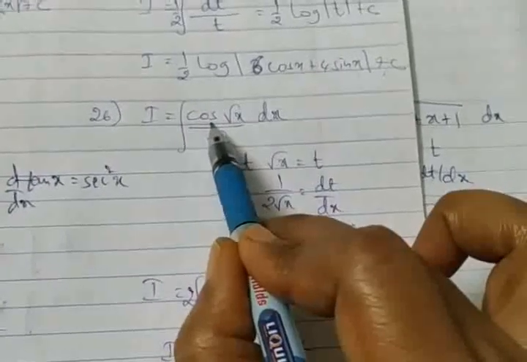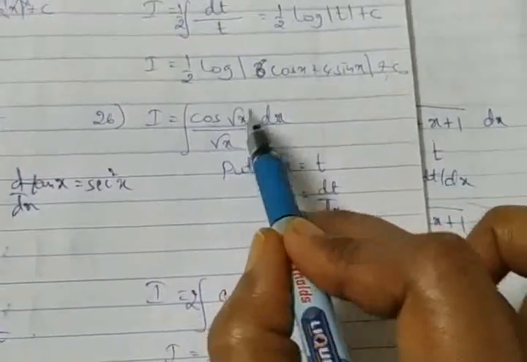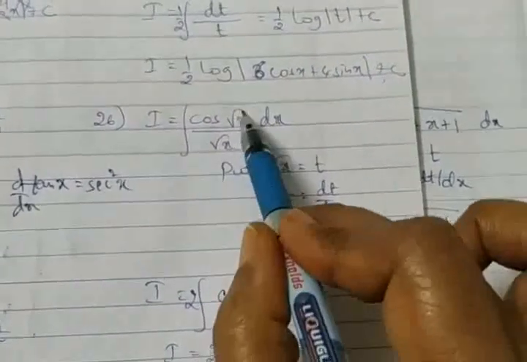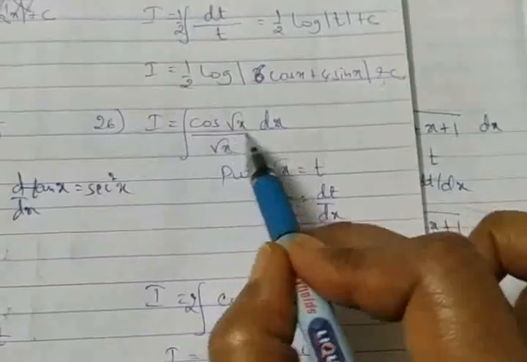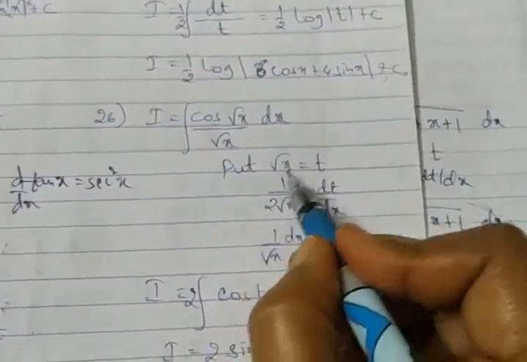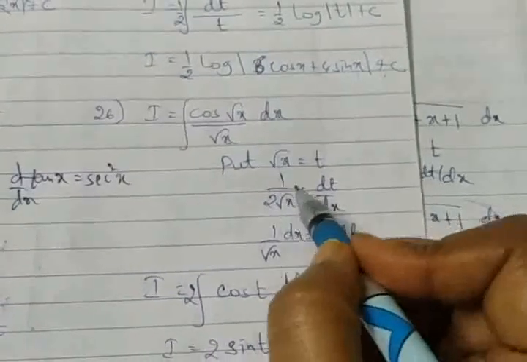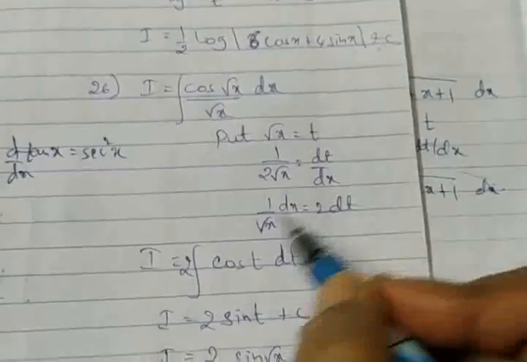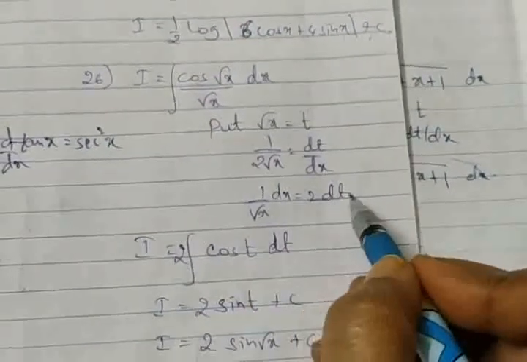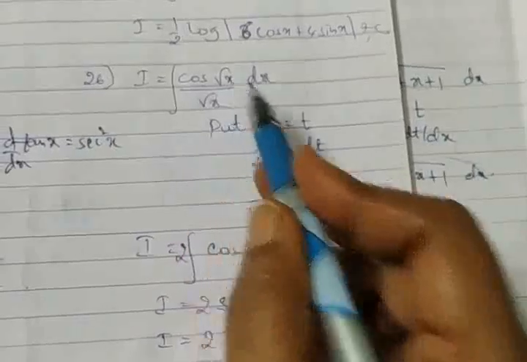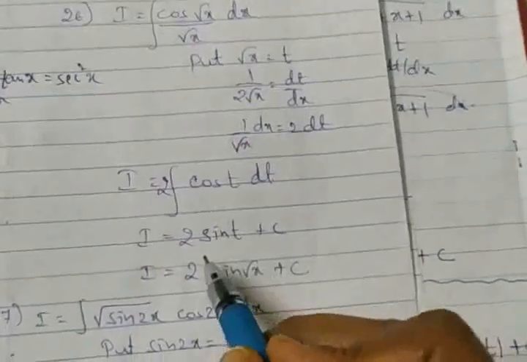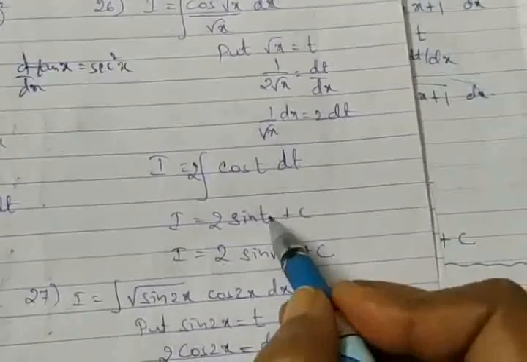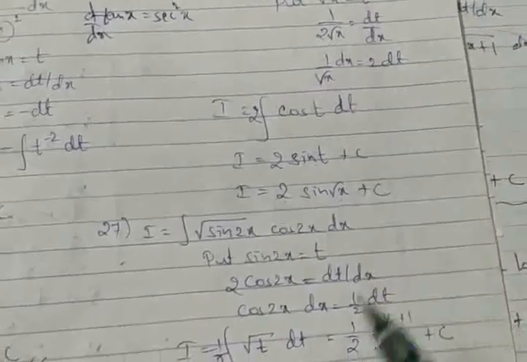It's acting as an angle, so I can't claim this derivative here. The derivative of root x is 1 by 2 root x, which is available here, so this part you have to consider as root x. Sorry. Put root x is equal to t. So 1 upon 2 root x is equal to dt by dx. So we are left with 1 by root x dx equal to 2 dt. The integration of 2 cos t with respect to t gives 2 sin t plus c. 2 sin t replaced by root x plus c should be the answer.